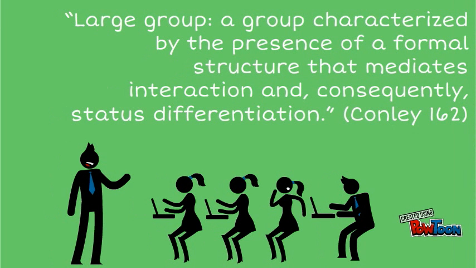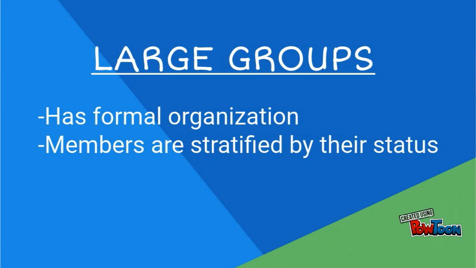Conley said a large group is a group characterized by the presence of a formal structure that mediates interaction and consequently status differentiation. A large group's characteristics are 1. That it has formal structure and members are stratified by their status.